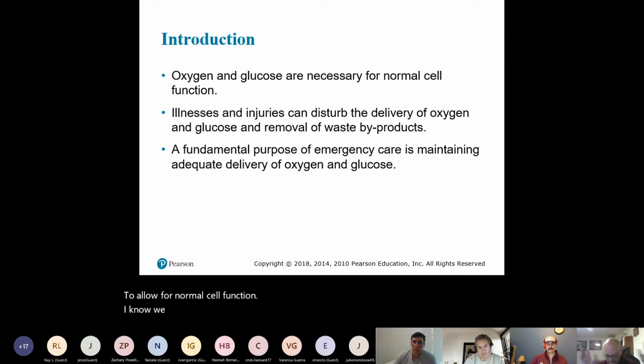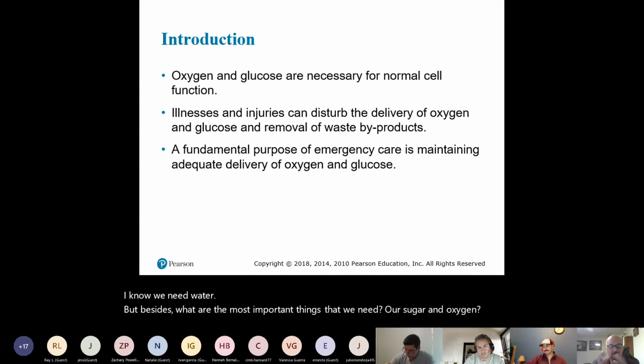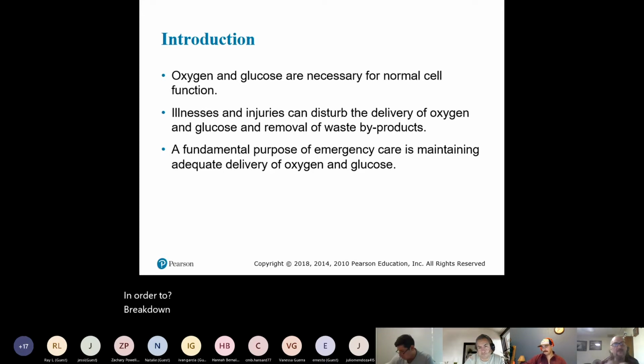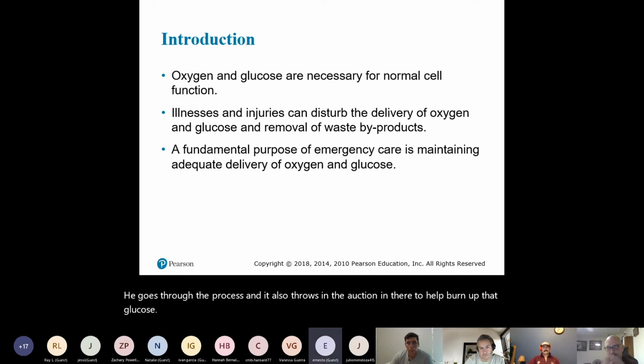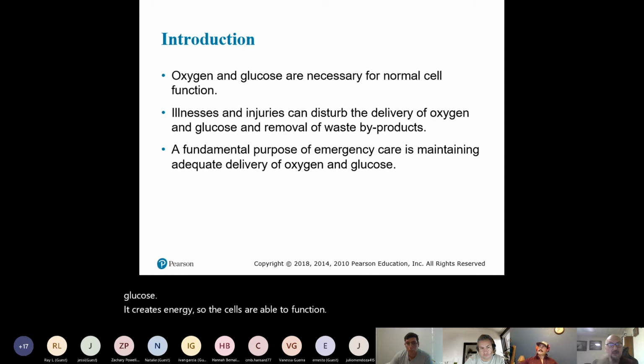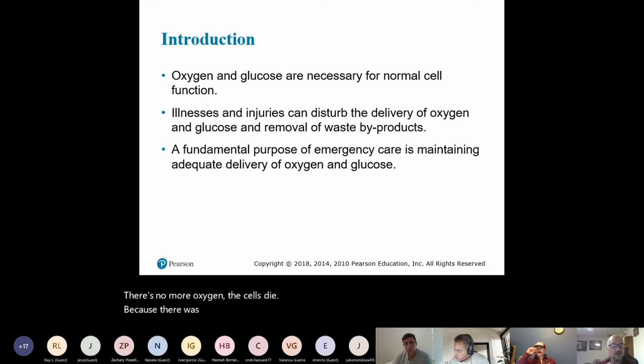I know we need water. But besides water, the most important things that we need are sugar and oxygen. In order to break down the sugar, because that's what the body eventually gets out of the carbohydrates, it goes through a process, and it also throws in the oxygen there to help burn up that glucose. In turn, it creates energy so the cells are able to function. That's why when someone dies, there's no more oxygen, the cells die. Because there was no cell function going on. And we'll talk about how that exactly happens. But we need the cells to be working to create energy, to be able to move.